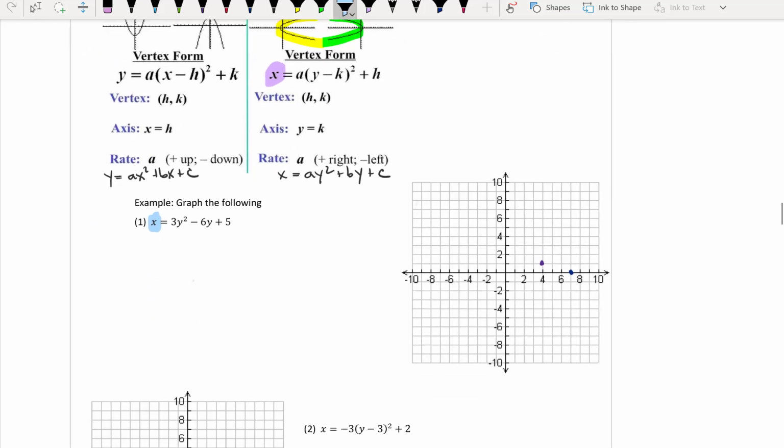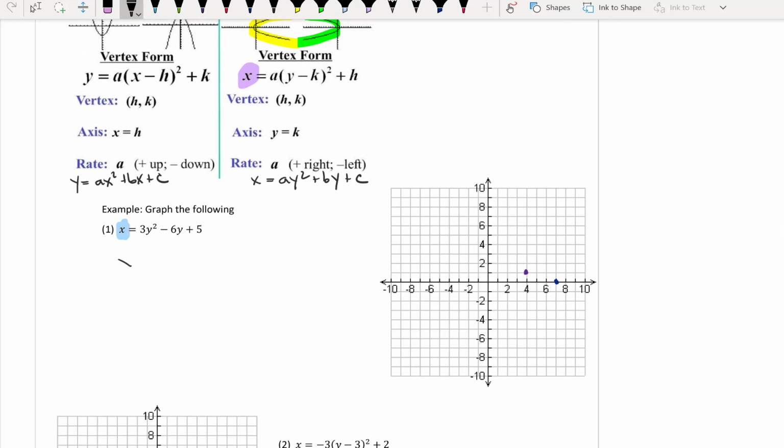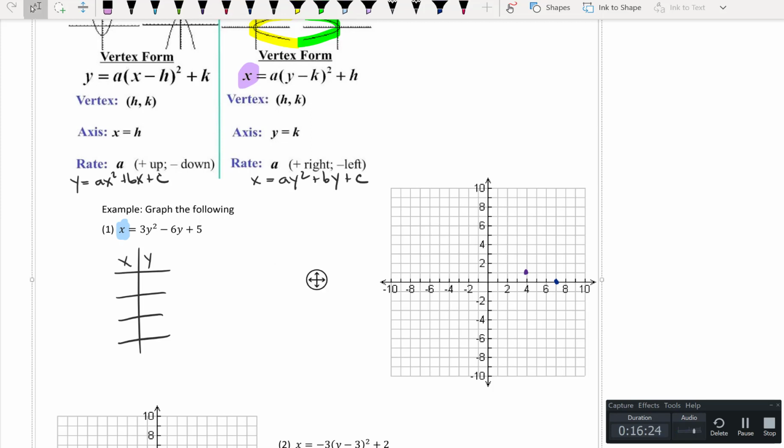And we want to graph the following. So here, if we're just graphing, we can just find some points to help us out. So what might be easy to plug in is my y values first. So let's say that my y value here is going to equal 0. Then I would have 3 times 0 squared minus 6 times 0 plus 5. Well, that would just give me 5. So I have (5, 0) as my ordered pair.